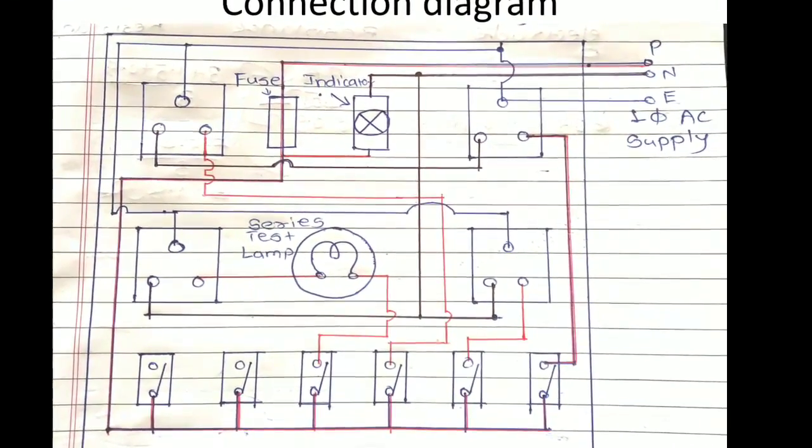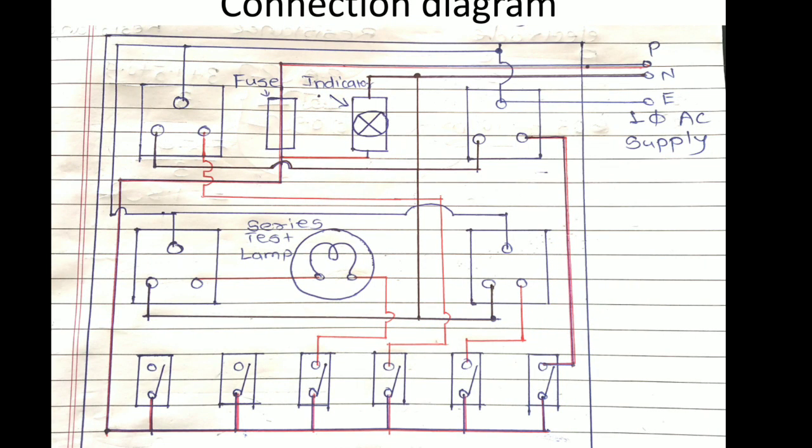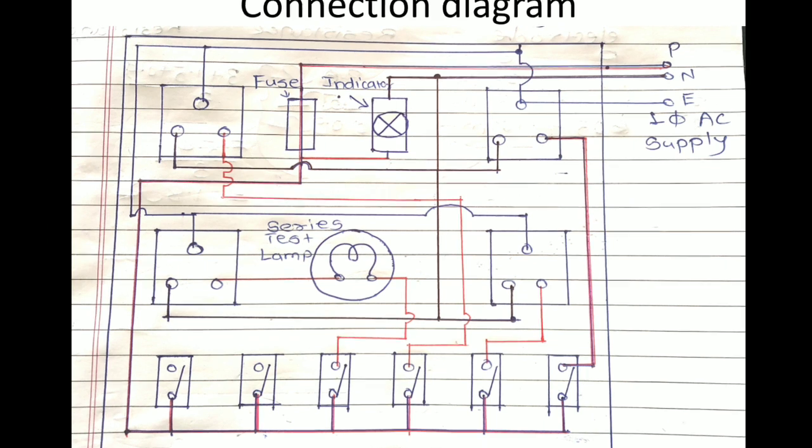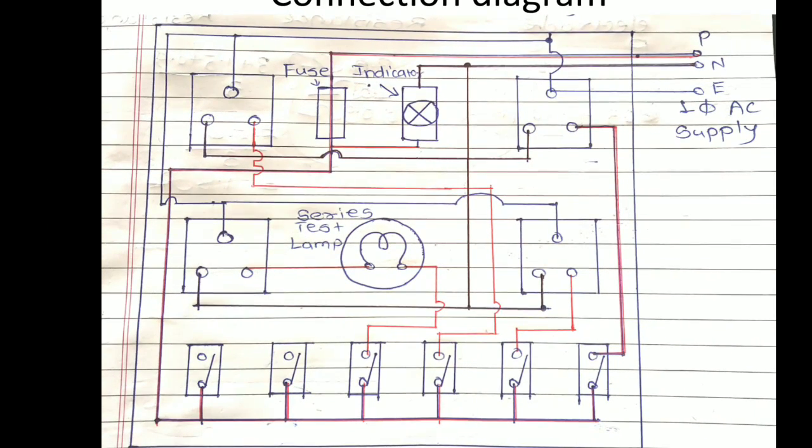See carefully. At the top of the right hand side, phase, neutral and earth are mentioned by using P, N and E. Okay, single phase AC supply is given. We can see that the phase wire, which is indicated by the red line, goes directly to the first terminal of the fuse wire.